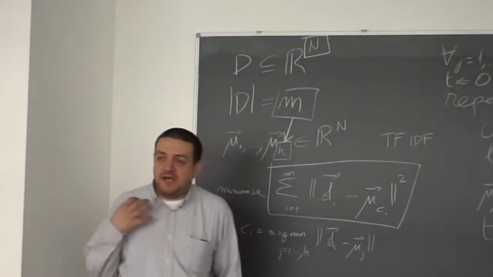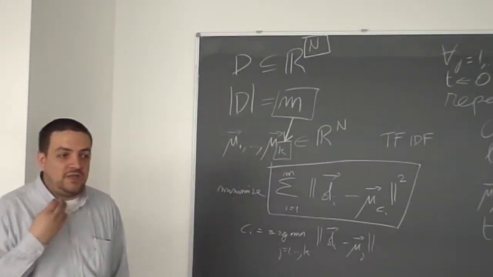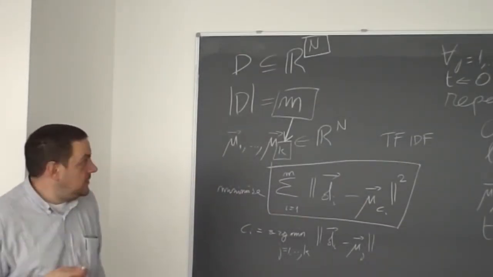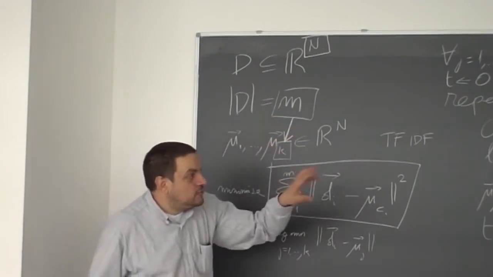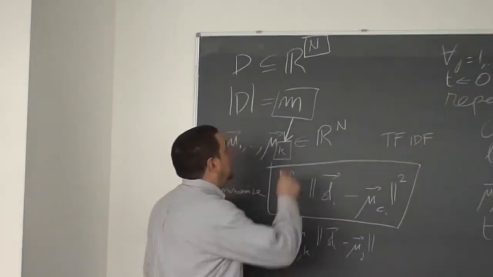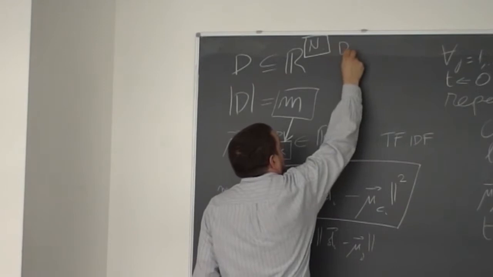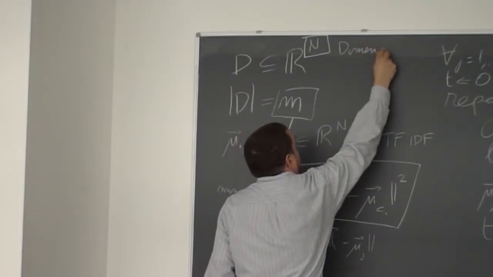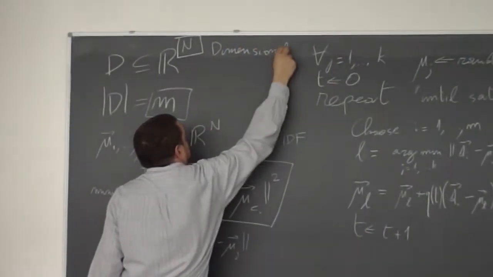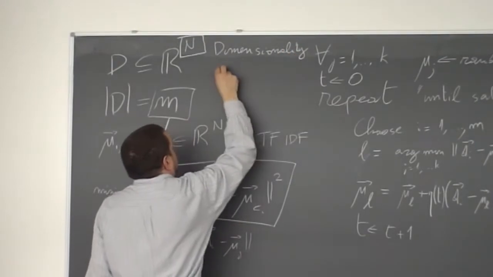So, the other problem that we need to consider in order to be able to represent our documents is the problem of dimensionality reduction.